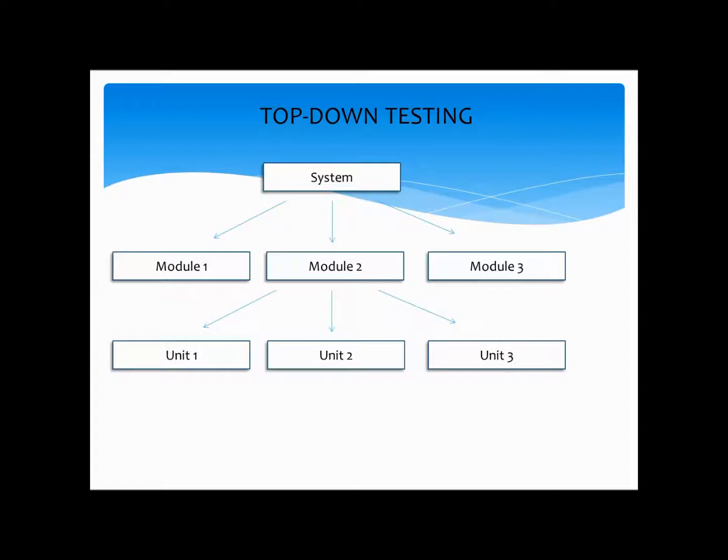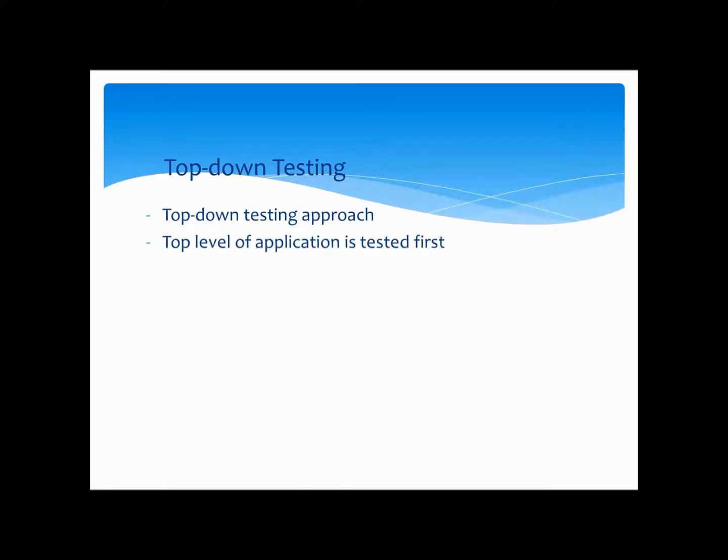As you can see, this is the structure of top-down testing, where integration takes place going downward. Top-down testing uses a top-down approach. The top level of the application is tested first and then it goes downward until it reaches the final component of the system.